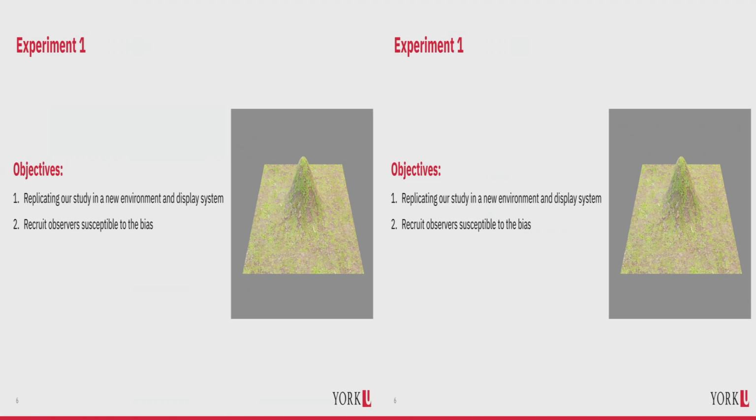Okay, so given the unexpected nature of this phenomenon, it was important to determine whether this bias was generalizable to other viewing environments. So our first objective was to replicate this study in a new environment and display system. So this was to rule out the possibility this bias was maybe the result of a specific viewing environment, parameters, or participant pool. Our second objective was to recruit observers that were susceptible to this bias so we can further investigate the phenomenon in subsequent studies.